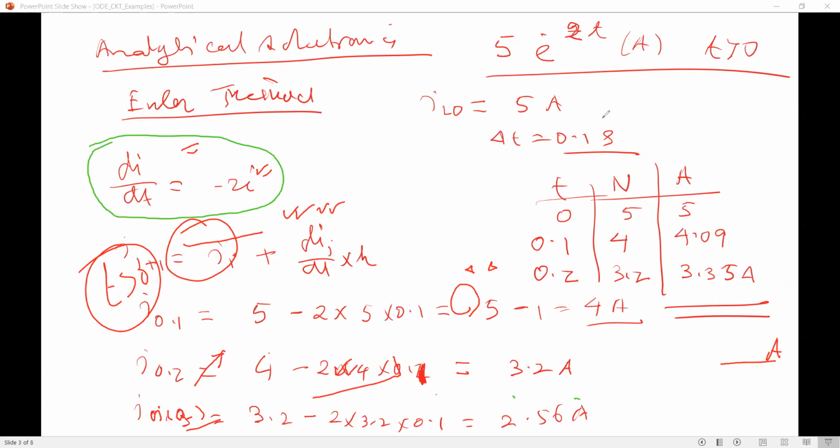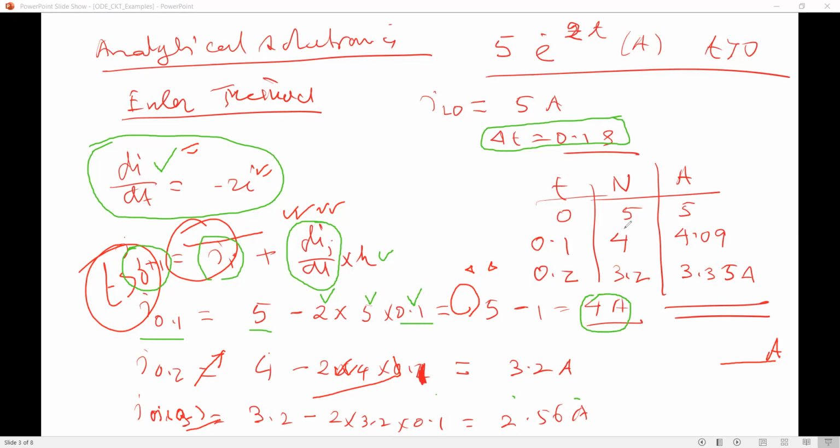If this is the current at 0, plus slope multiplied by what? The step size. Yes, sir. So you see that our slope was equal to 2 times I. Actually, for your first step, 2 times this I0 multiplied by step size 0.5, and your current is equal to 4 ampere, isn't it? Yes, sir.